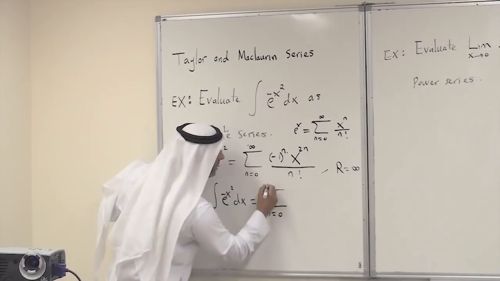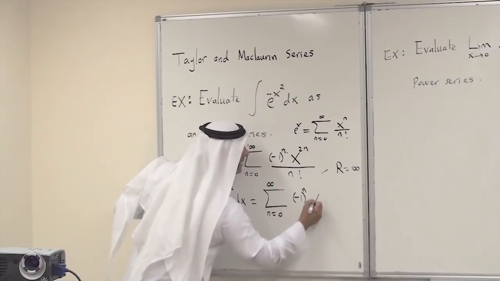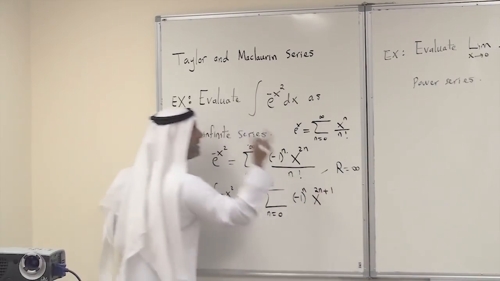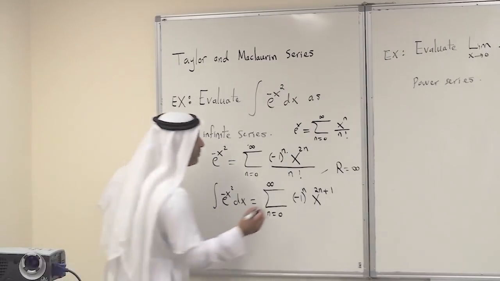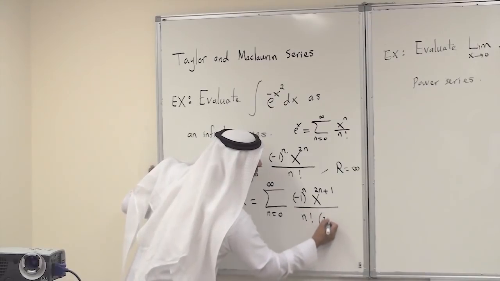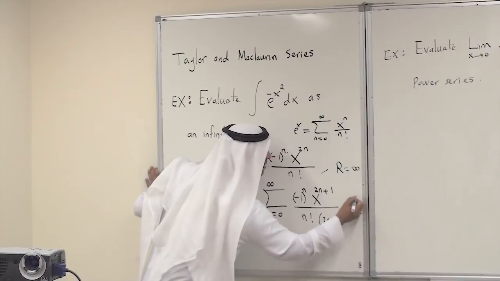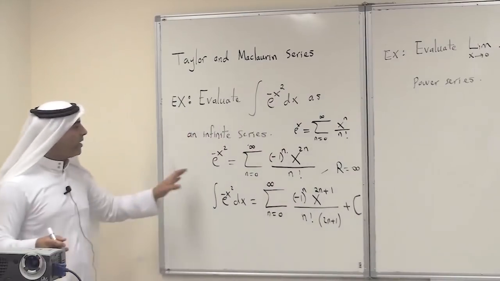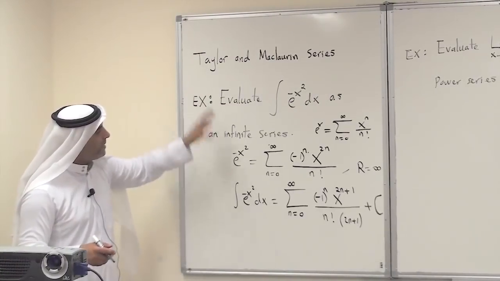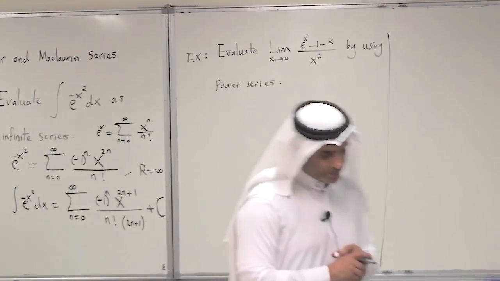The sum from n equal to 0 up to infinity of minus 1 to the power n. We are integrating a power series like we do with polynomials: we just add 1 to the exponent and divide by the new exponent. That will give you n factorial multiplied by 2n plus 1. And don't forget to add the constant of integration, plus c. So that is what we mean by finding the integral in terms of an infinite series, or as a power series expansion or power series representation.